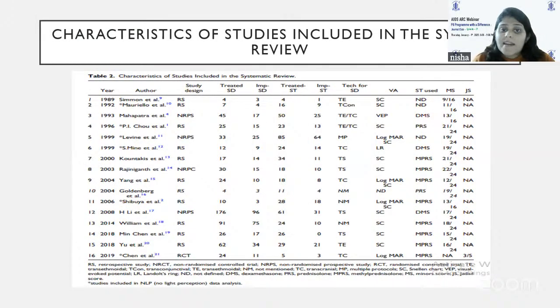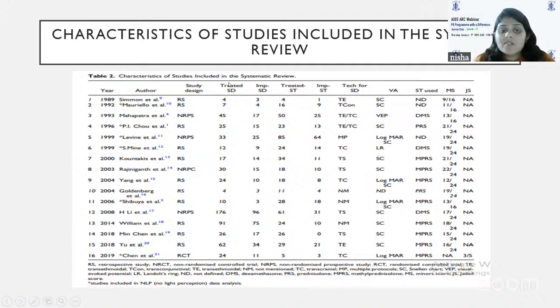So this is a characteristic table of the studies included in the systematic review. So here in the first column, we can see that there is an author and the year of publishing. And then they mention the study design, which includes retrospective studies, or whether it was a non-randomized prospective study, or whether it was a randomized control trial. As we can see, there is only one randomized control trial among the 16 studies that were selected, and 11 of them were retrospective studies.